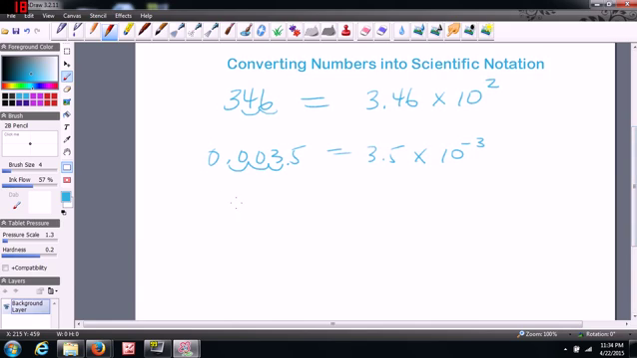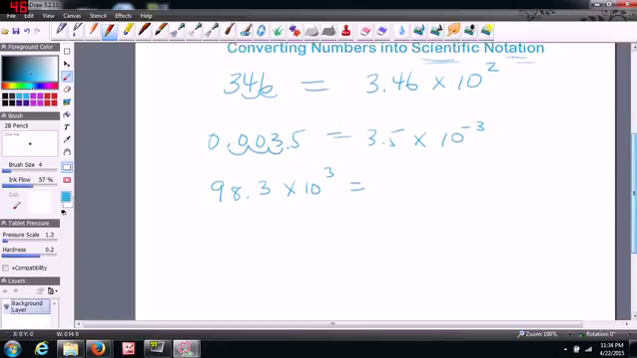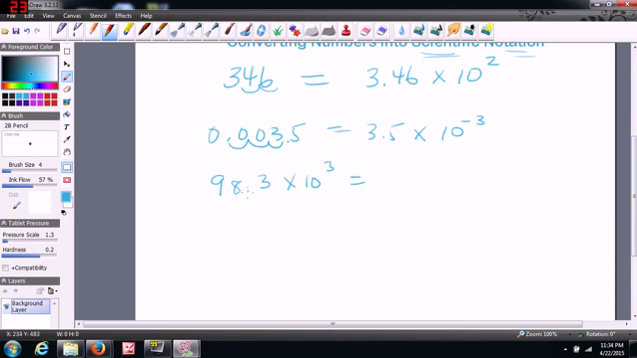Now there are a few more examples that I wanted to cover. Numbers like the following: 98.3 times 10 to the 3. You may be given a number like this and asked to convert this into scientific notation. Okay, and it kind of looks like it's in scientific notation, however it isn't, because the decimal has to be after the leftmost digit that is not the number 0. Okay, so in this case this is not actually in scientific notation.